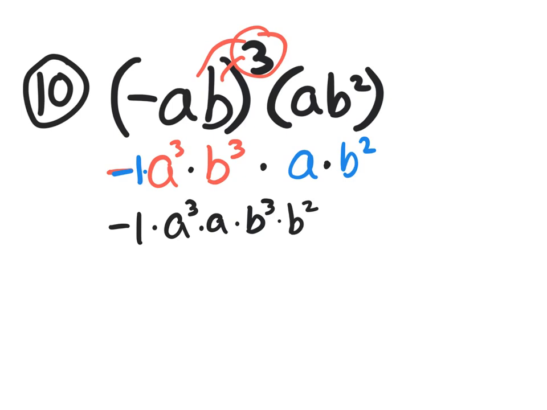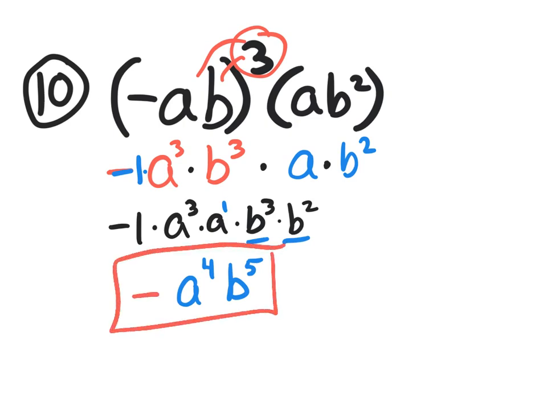So I know that when I multiply A to the third times A to the 1, I need to add, and I'll get A to the 4th. When I multiply B to the third times B squared, what do I get? B to the 5th. And last but not least, if I were to multiply negative 1 times this stuff, it'll just make it negative, right?